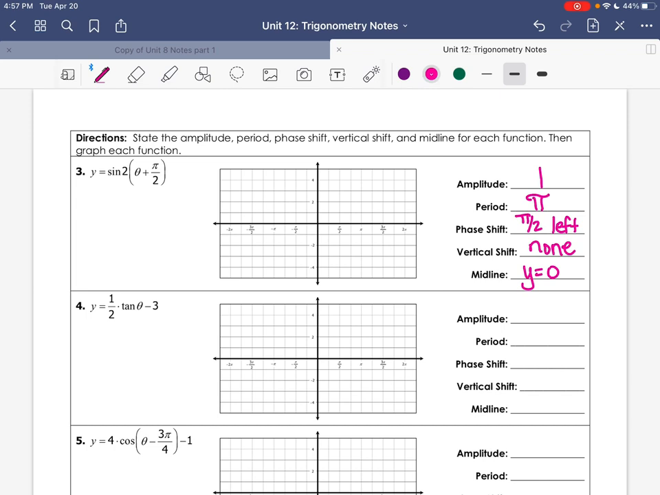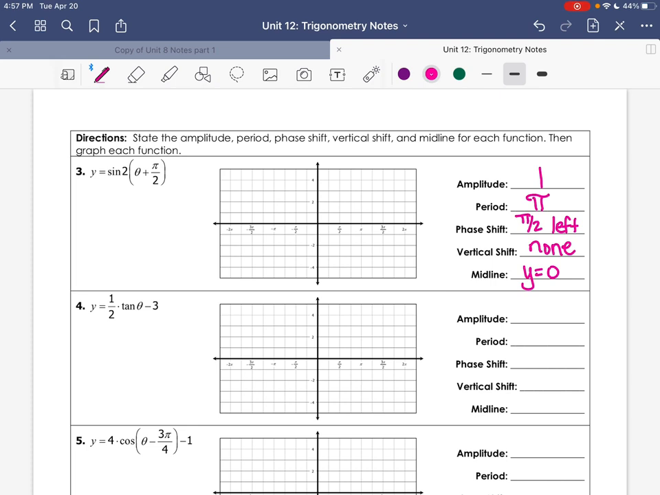Okay, so that means that it's going to go up to 1. It's going to go down to -1. But this time, oh, I forgot about the pi. So the period is going to be half as wide, and the phase shift means we have to move the whole thing over to the left.